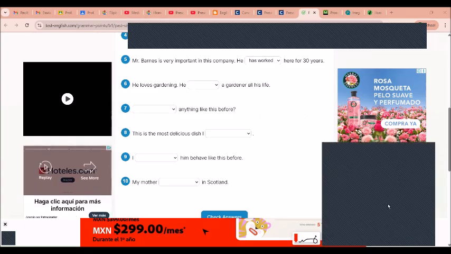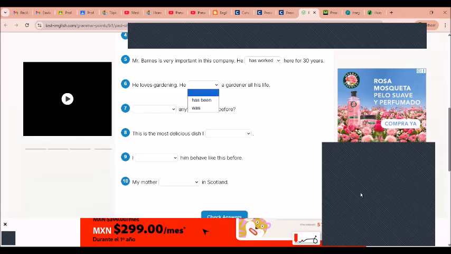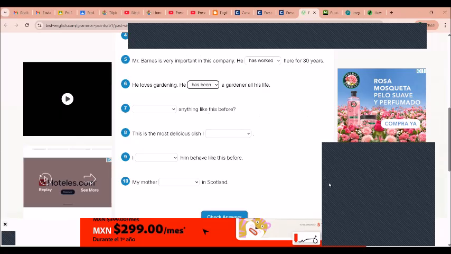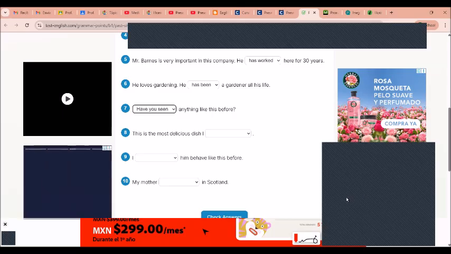All right, let's get Nathalie, Miss Jimenez Tercero. Jump in. He loves gardening. He has been a gardener all his life. Yes, he has been a gardener all his life. Juan Jose. Have you seen anything like this before? I've never seen anything like this before. Never, ever.